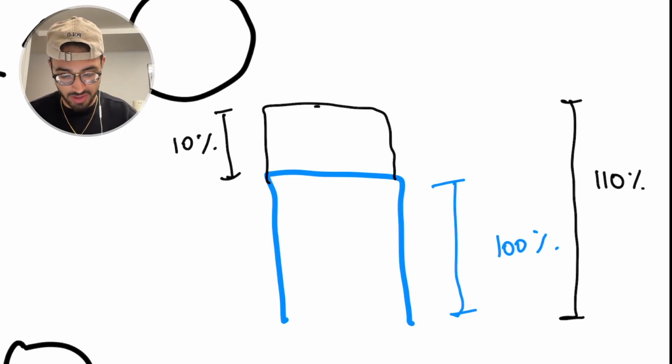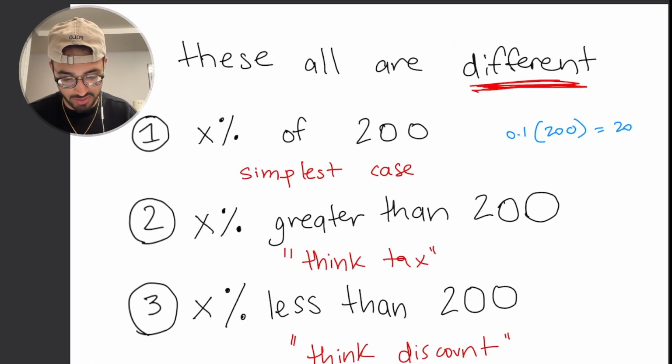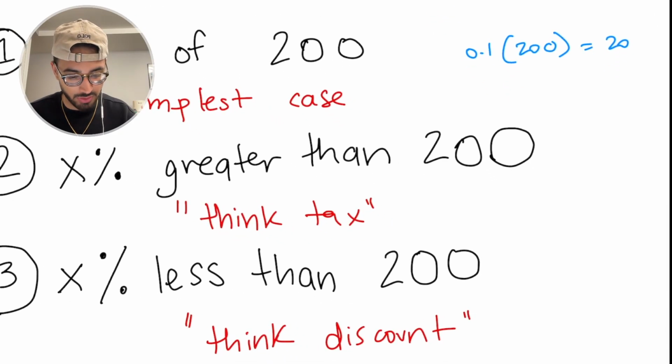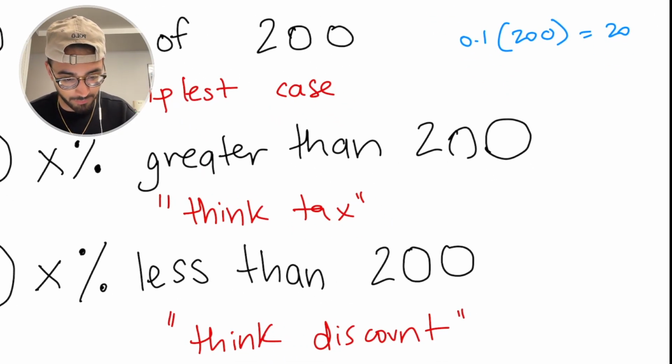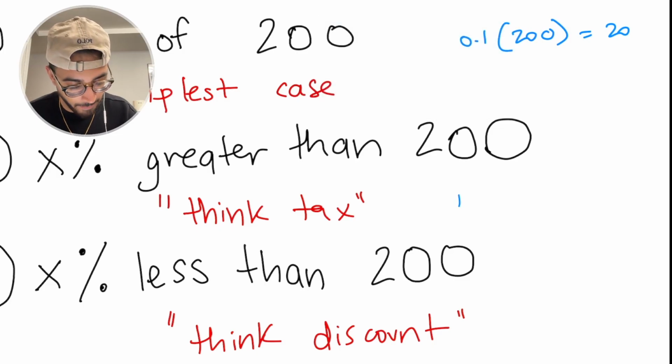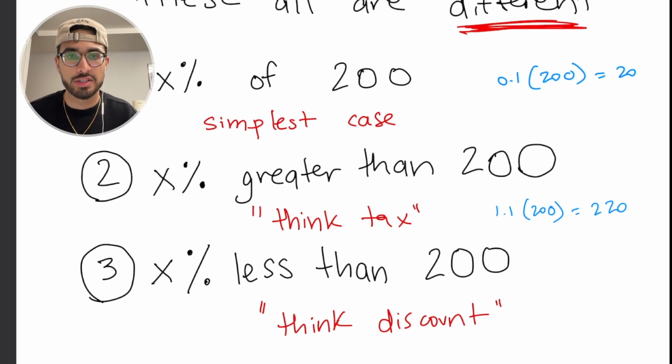So let's zoom out and take care of this example as if it was 10% greater than 200. In this case, what you would do is take that 110%, which is 1.1 in terms of a decimal, and multiply that by 200, and then you get 220. That is your second case.